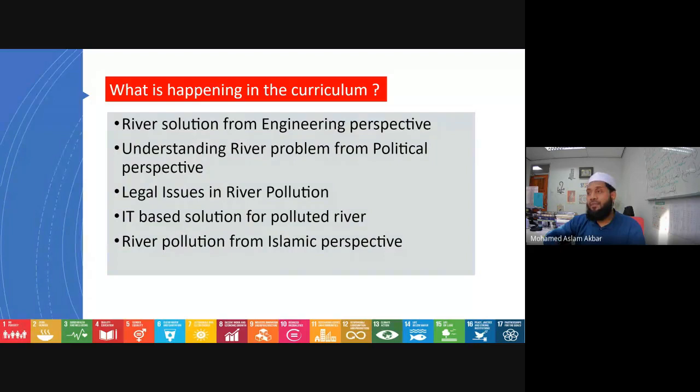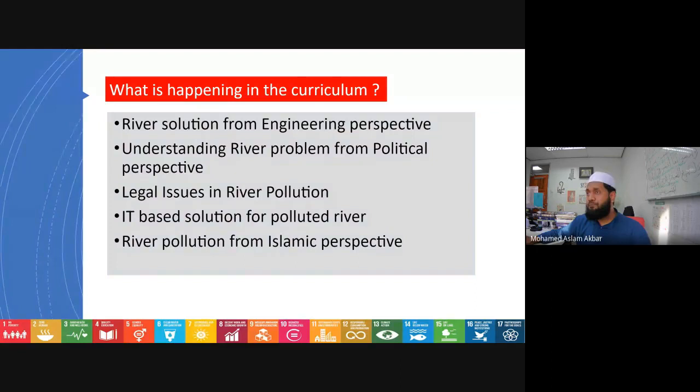There's also legal issues in river pollution. There is also IT-based solution for polluted river. There is also river pollution from Islamic perspective. Yeah. So you can see that there are so many. Now you can see that there is a faculty of engineering here, faculty of human science here, faculty of law here, and then faculty of ICT. I think some of you from ICT is here. Faculty of Islamic Legal Knowledge.